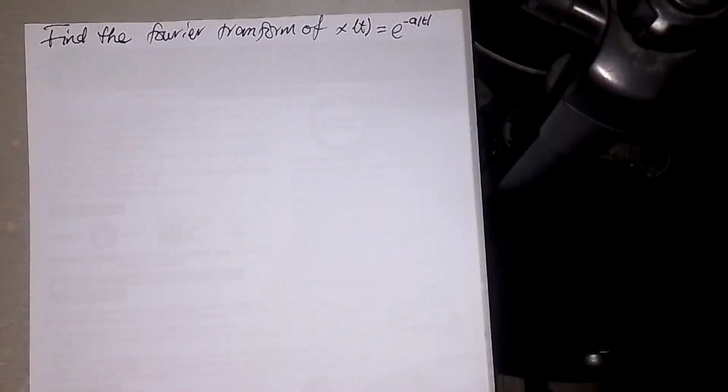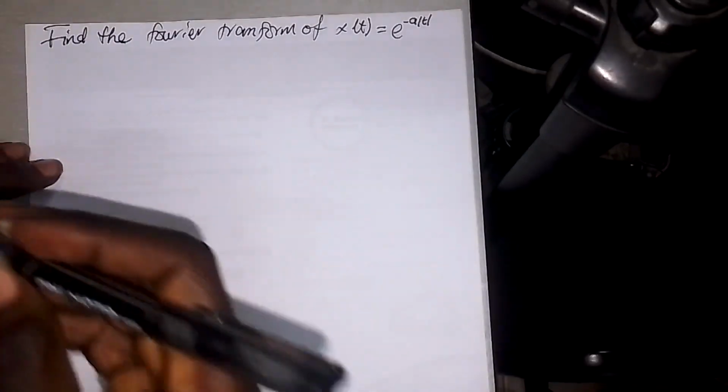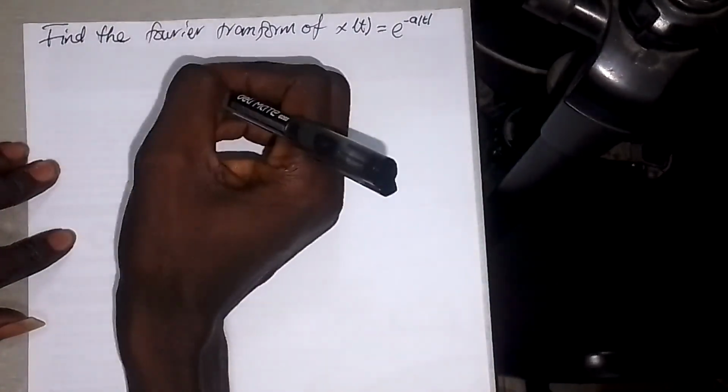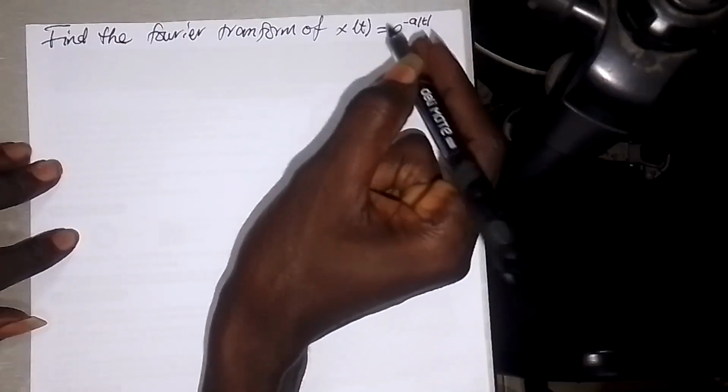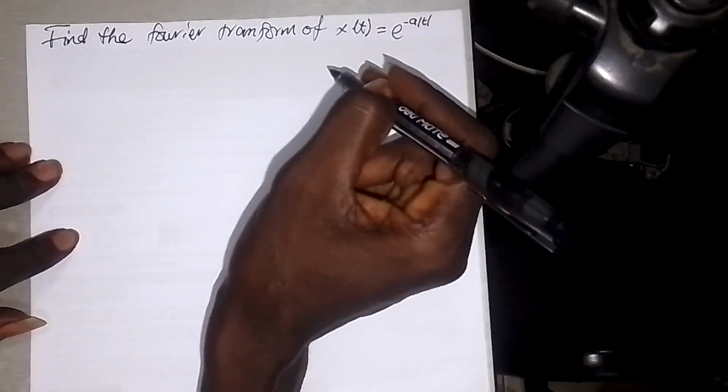Class, Dr. Barnes here. Let's take a look at this very simple question in Fourier transforms. Here we have x of t equals e exponent minus a mod t.